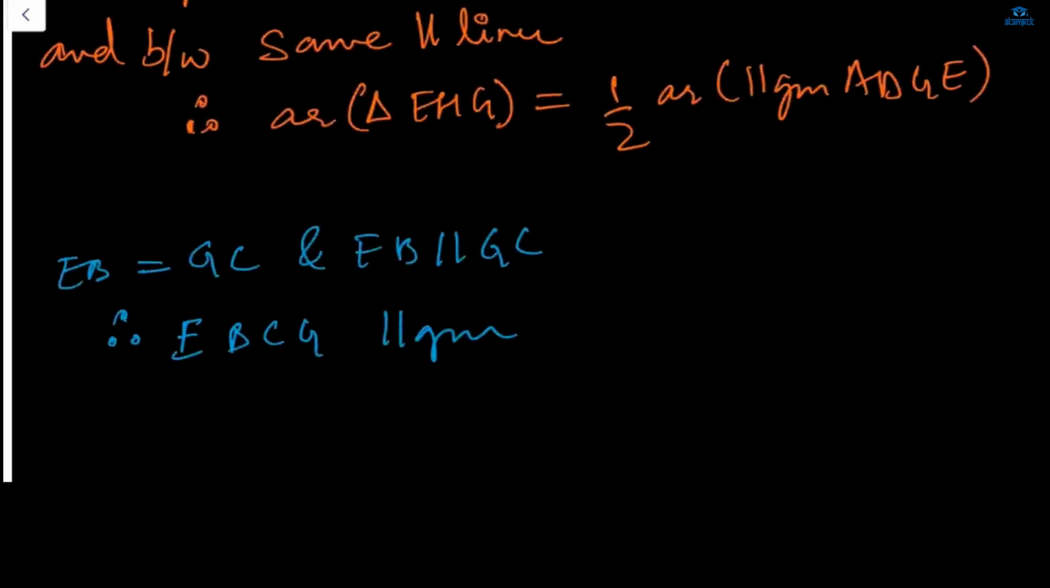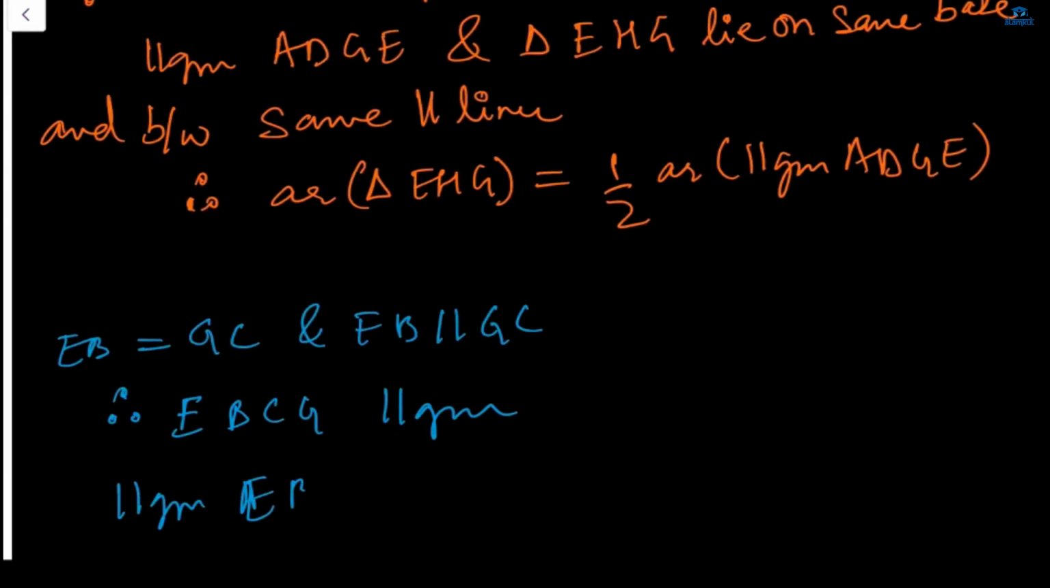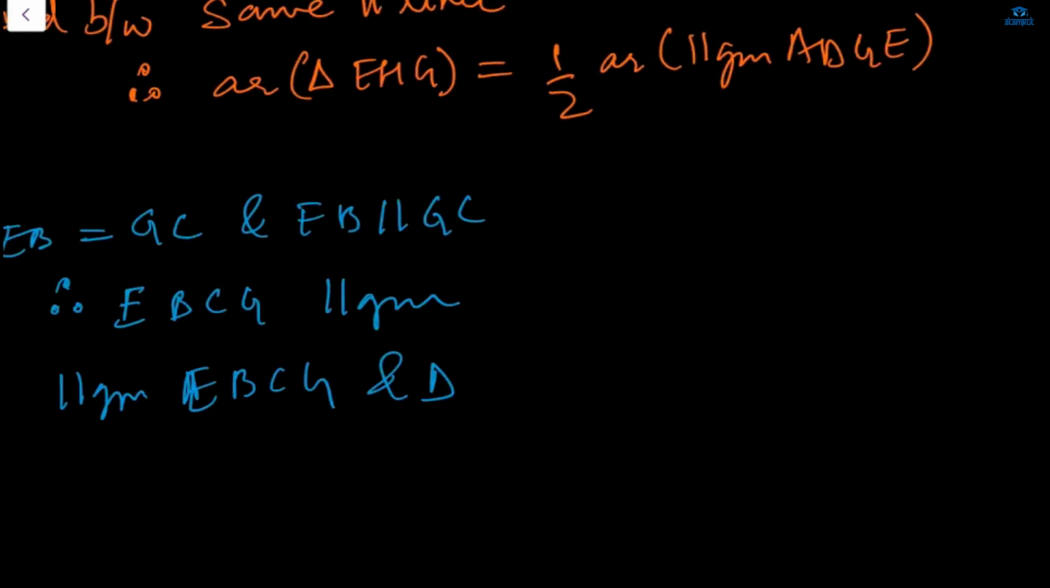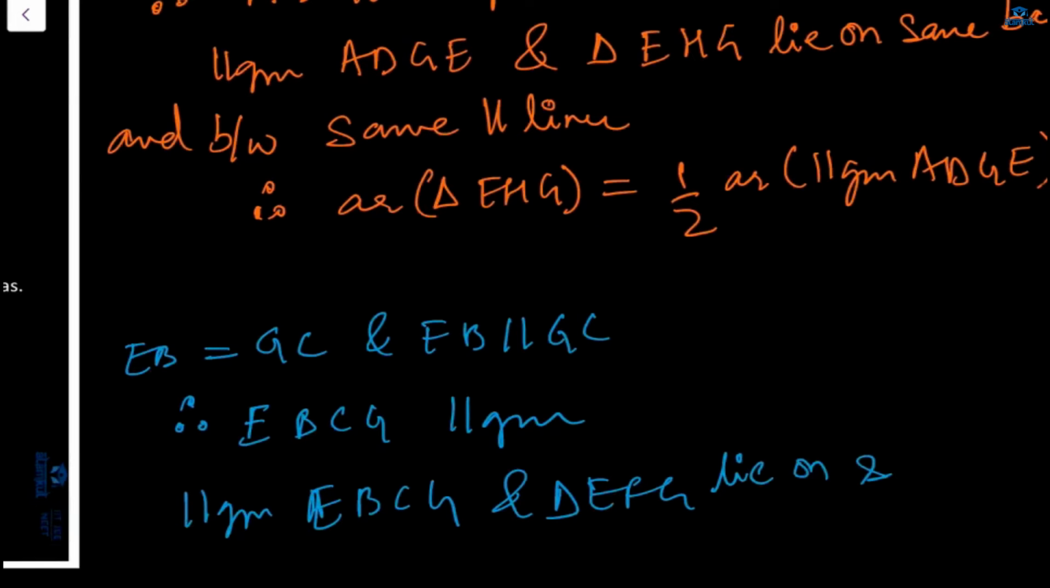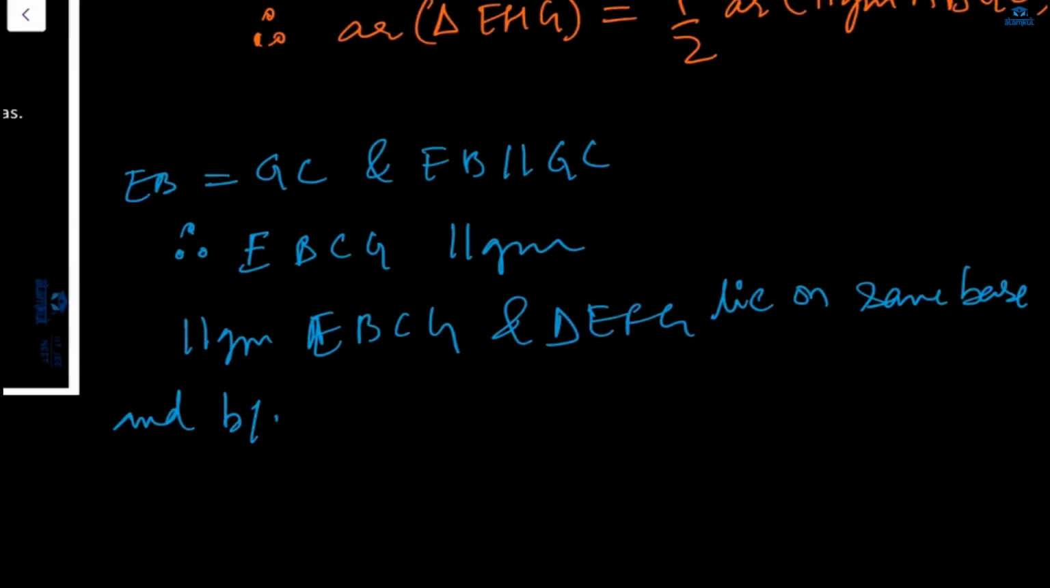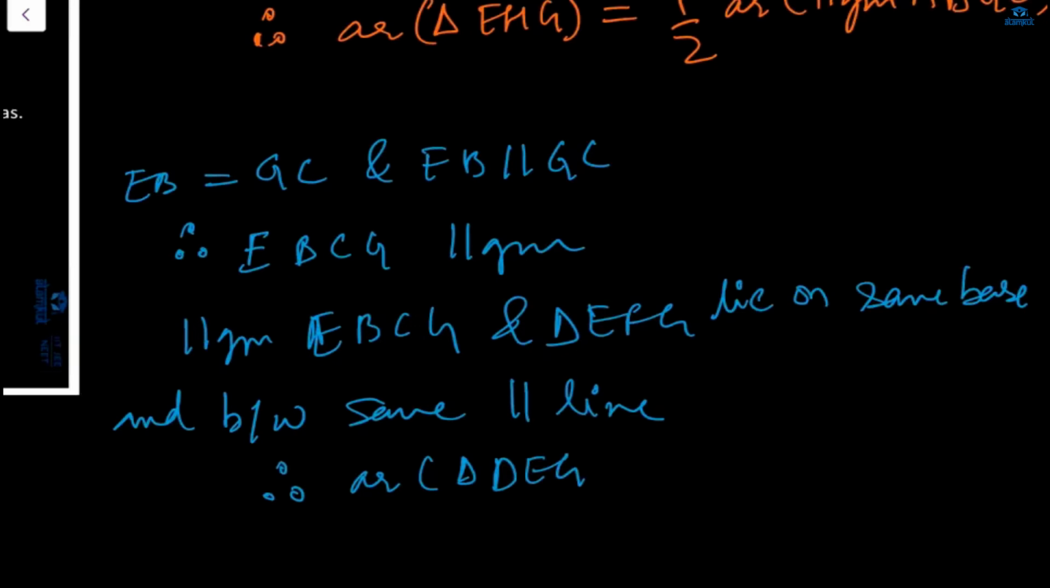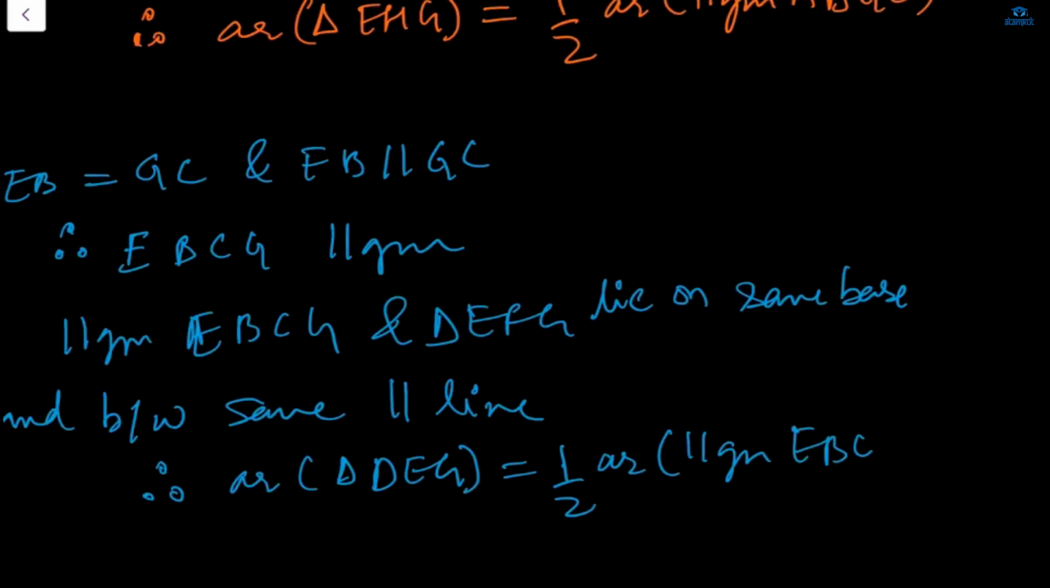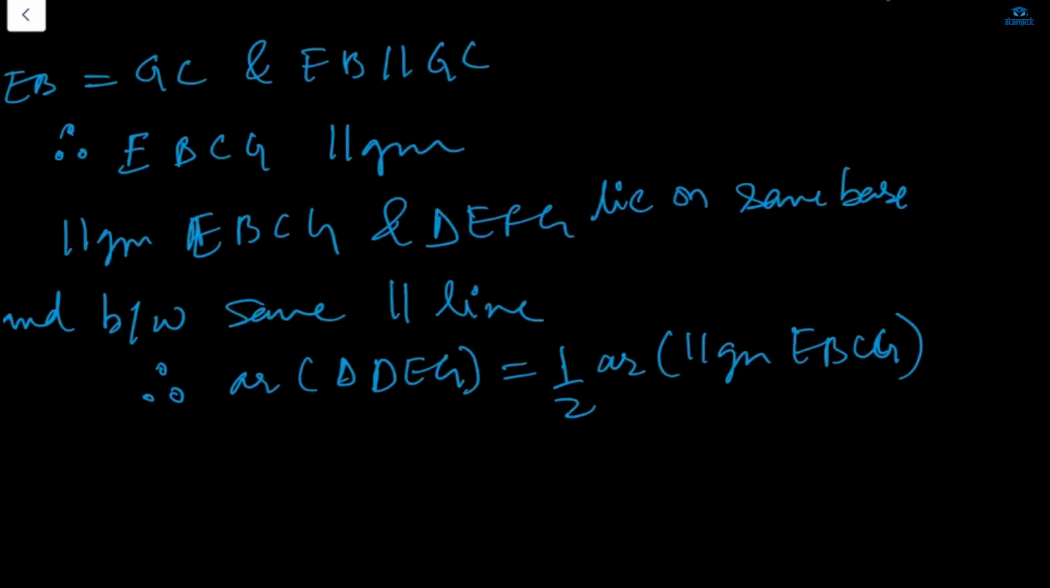Okay, now since it is a parallelogram, again we'll apply: parallelogram EBCG and triangle EFG lie on the same base and between the same parallel lines. Therefore, area of triangle EFG is equal to half area of parallelogram EBCG. Okay, now take this as equation 1 and take this as equation 2.